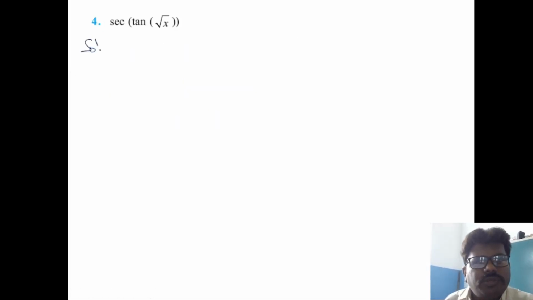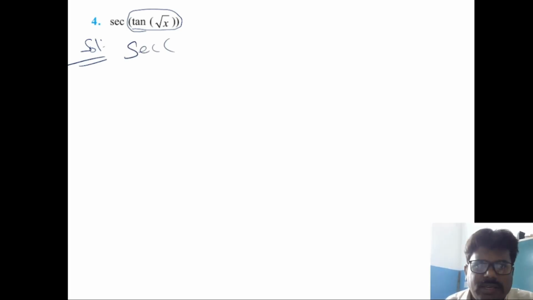Next, question number 4 here: secant of tan of root x. So here we have 3 functions involved. From tan onwards we can consider this as one function x. So it will become secant x. Now first write the differentiation of secant x. The differentiation of secant x is secant x tan x. So we have treated this term as x, so write whatever term is given in place of x. So secant x means here we have tan of root x, secant x, tan x.